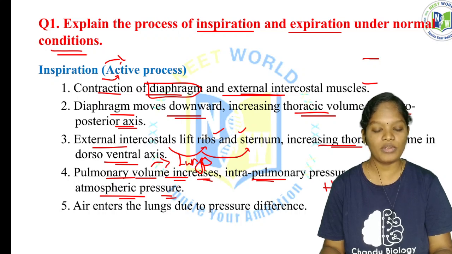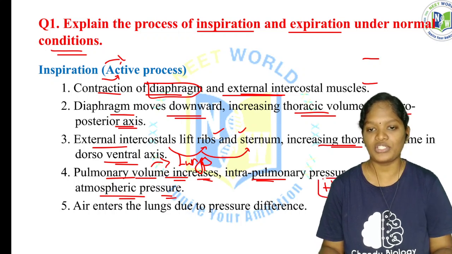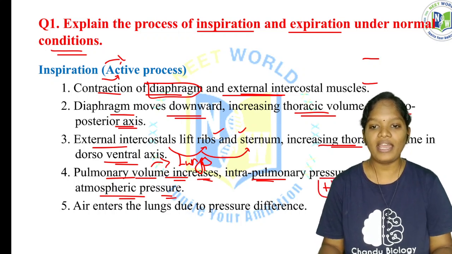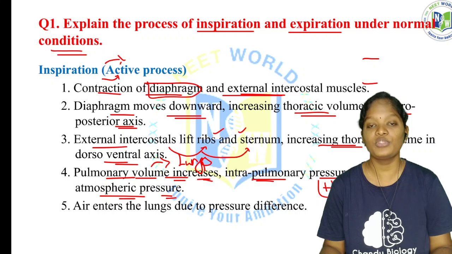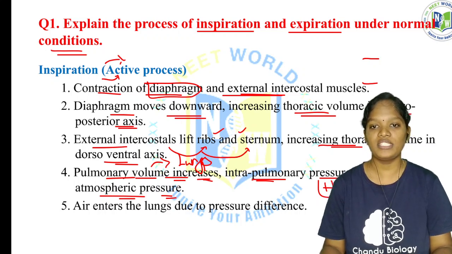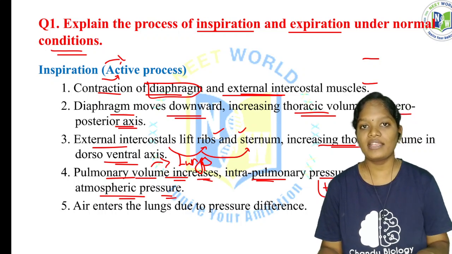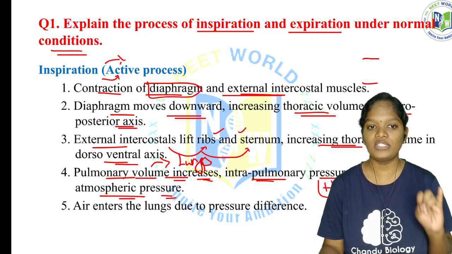There is a lower pressure in the lungs, and in the atmosphere there is a higher pressure. That is why the air enters from the higher pressure to the lower pressure, which means from the atmosphere to the lungs. This process is called inspiration. Whenever inspiration takes place, you should know there is an involvement of the diaphragm as well as the external intercostal muscles. This is the first important thing.